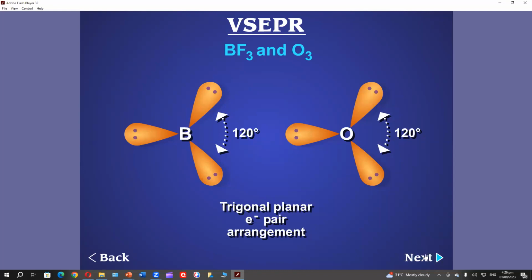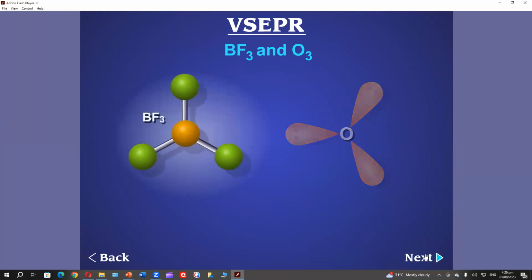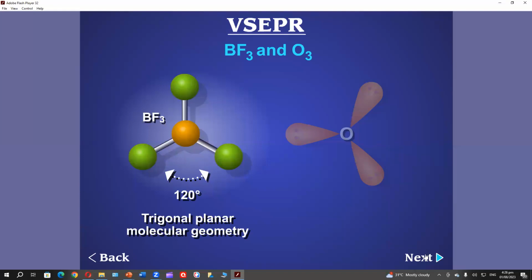And the molecular geometry is the arrangement of the central atom and the atoms bonded directly to it. In BF3, all 3 electron pairs around boron are bonding pairs. The molecular geometry is trigonal planar with bond angles of 120 degrees. In molecules with no lone pairs around the central atom, like BF3, the electron pair arrangement and molecular geometry will be the same.